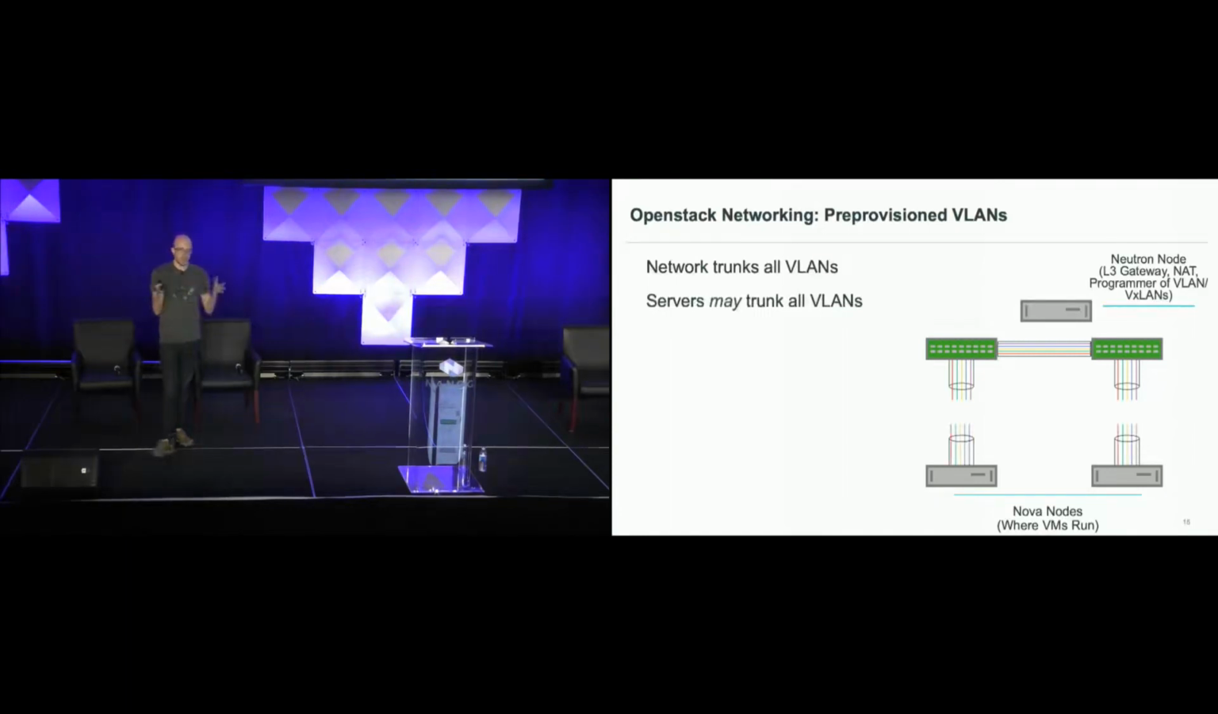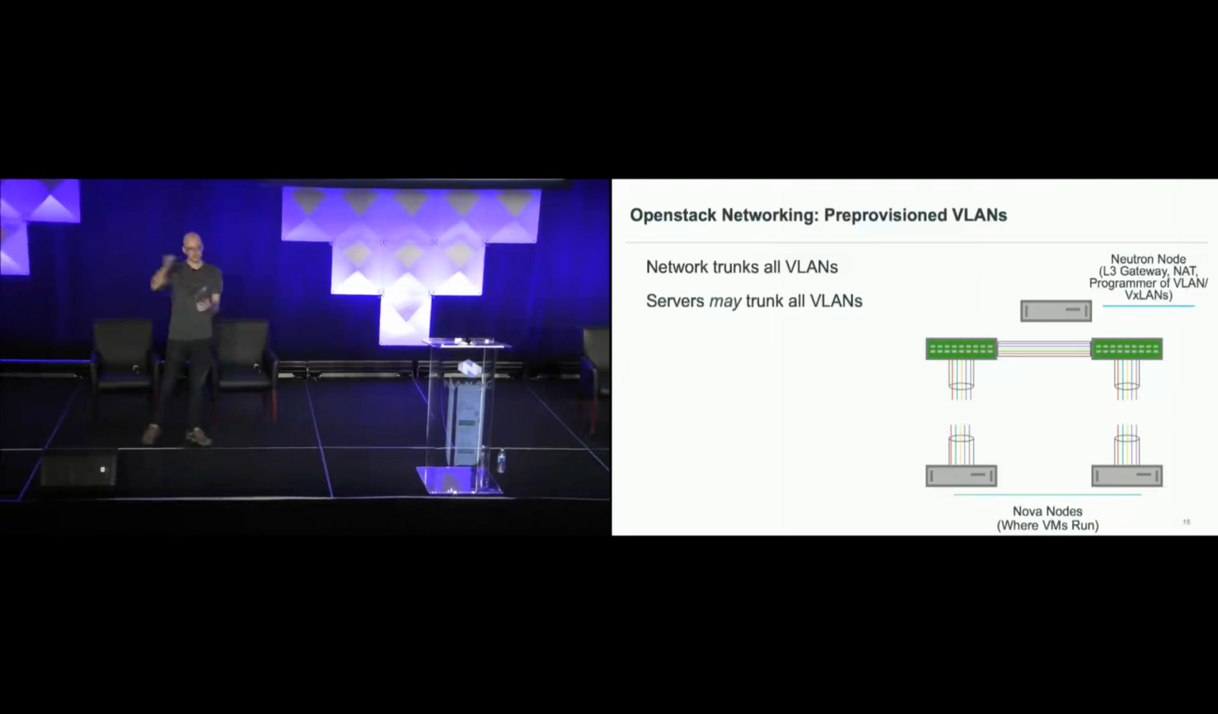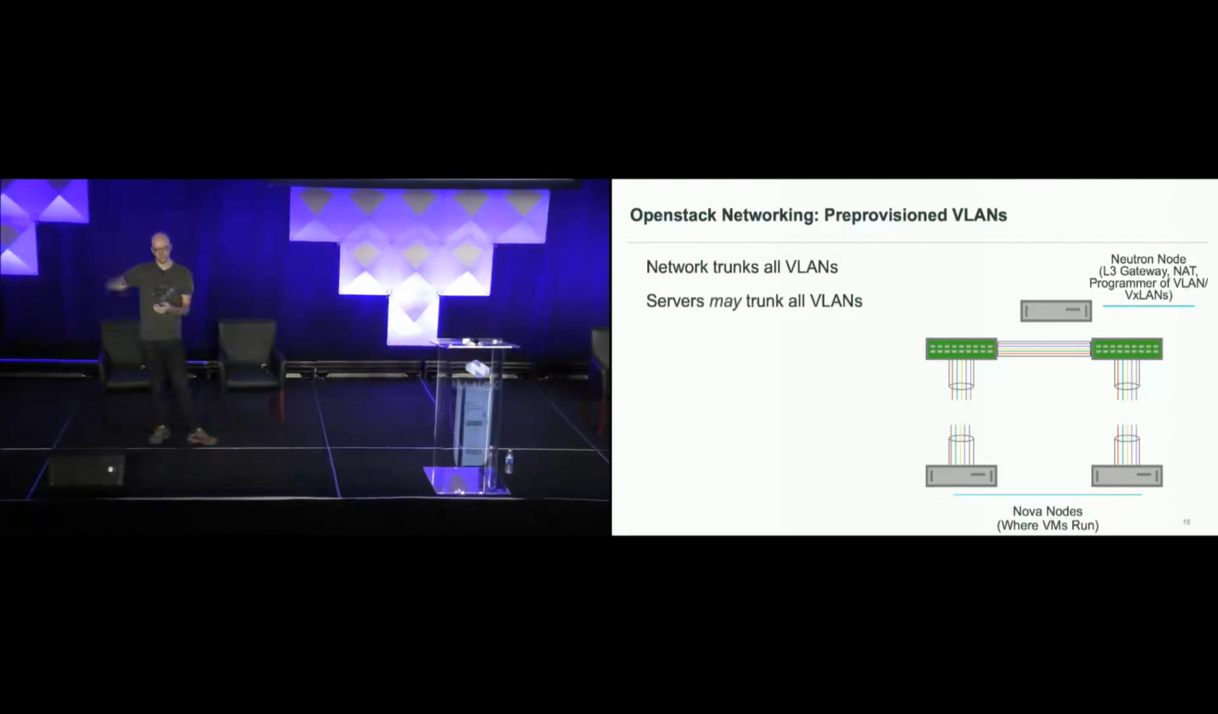And so this is what my baseline looks like before any VMs exist. I have a physical bare metal server with a trunk allowing all VLANs north up to the switch. I have a switch with trunks allowing all VLANs down to the servers, and trunks allowing all VLANs on the inter-switch links.